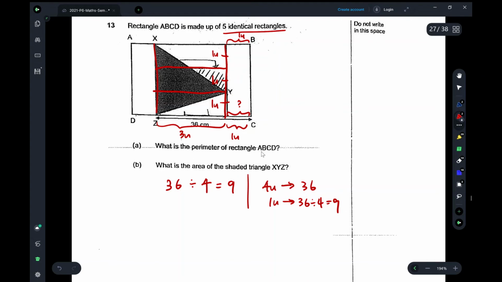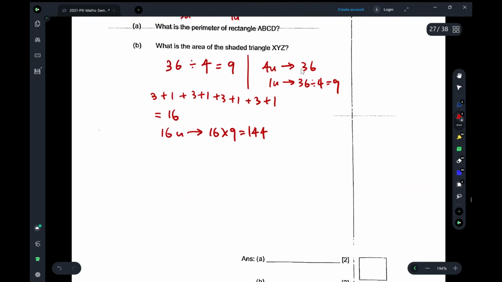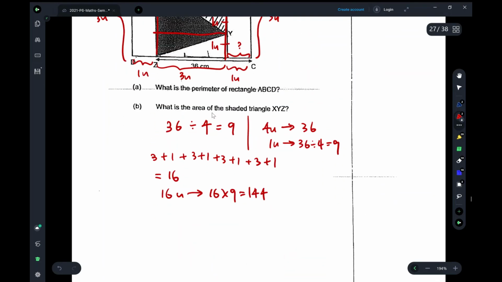They want the perimeter of the rectangle ABCD. So this part here is 3 units. This part here is 3 units. This part here is 1 unit. This part here is 1 unit. This part here is 3 units. So there are a total of 3 plus 1 plus 3 plus 1 plus 3 plus 1 plus 3 plus 1. Of course, you want to do it quickly. You want to do it 4 units plus 4 units plus 4 units plus 4 units. That's fine. So there are a total of 16 units. So 16 units would be 16 times 9, which is equal to 144 cm. So that's the perimeter of rectangle ABCD.